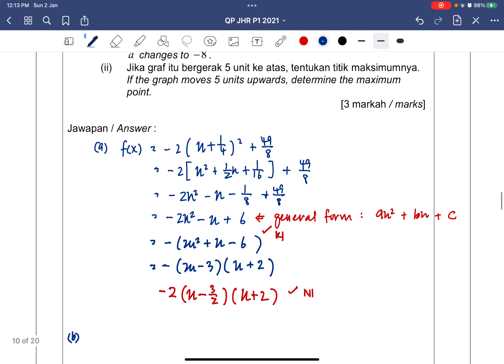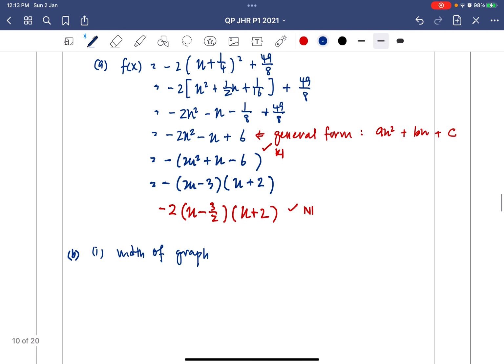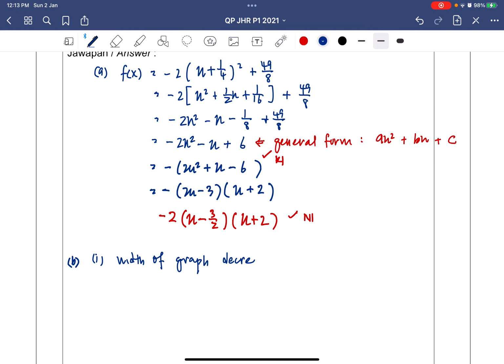So just simply describe it as the width of the graph decreases since it's getting more negative.